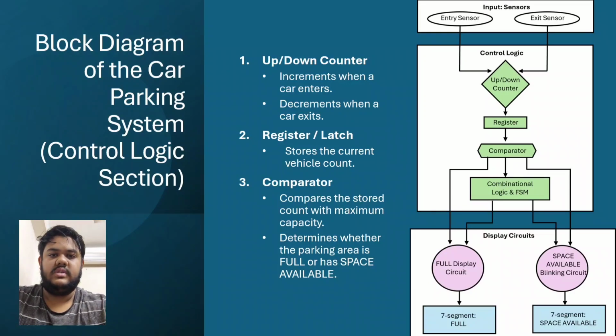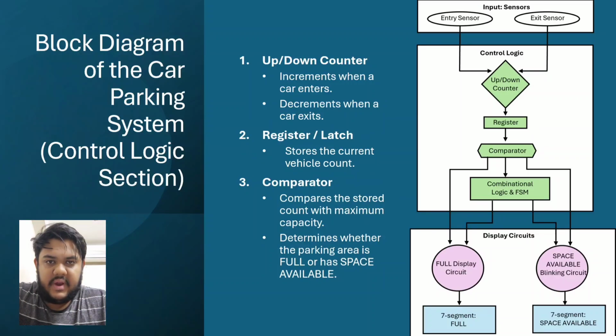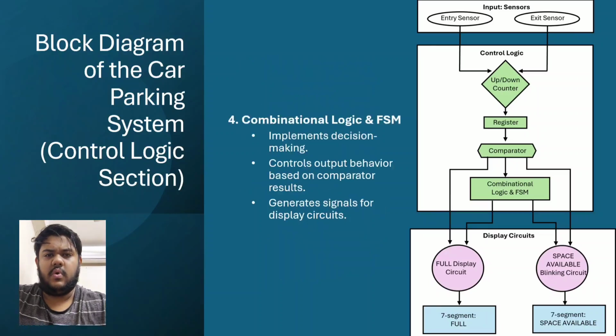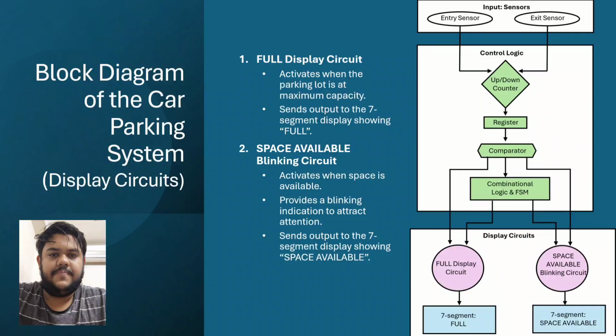Next is the control logic section. This is basically the brain of the system. It processes the input signals and decides whether to increase or decrease the count of cars inside the parking area. The logic ensures that the system never exceeds the maximum parking capacity and maintains accuracy at all times. The next control logic block further defines the process by coordinating signal timing and decision making, ensuring smooth transition between states without errors. Finally, we move to the display circuit block.